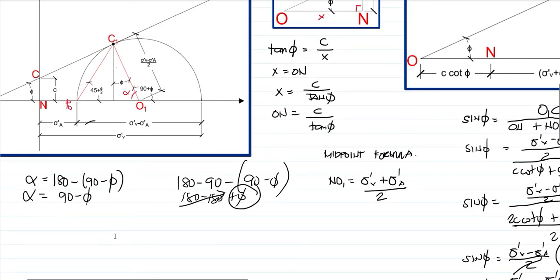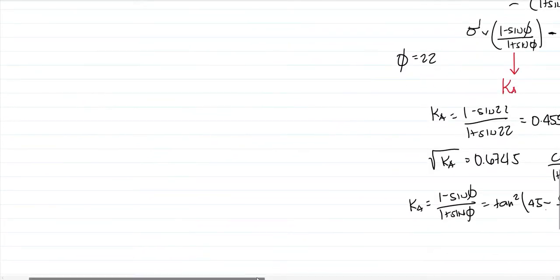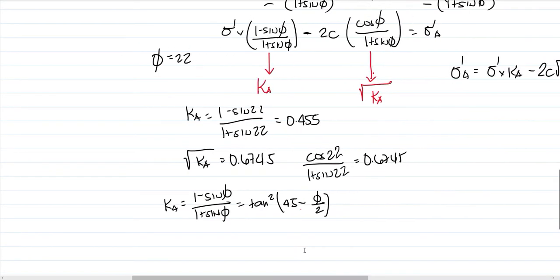So, parang galing siya dun sa alpha natin na 90 minus phi. So, yung alpha natin dinivide sa 2. So, that is 45 minus phi over 2. Yung tangent nun. So, yun ngayon yung Ka natin na kinuha. So, that is tangent squared 45 minus phi over 2. We can try to get this value. So, ang lalabas din dyan will be 0.455 din.